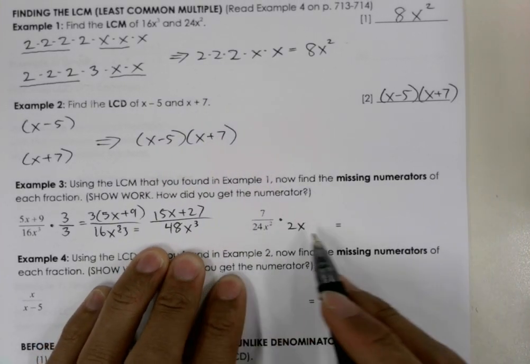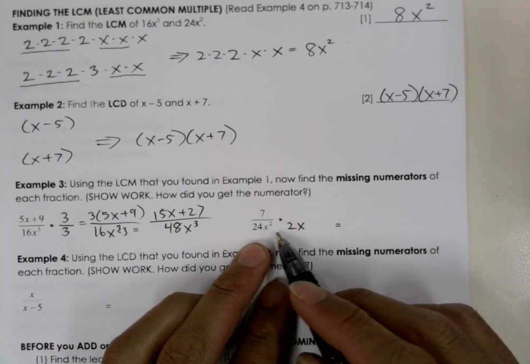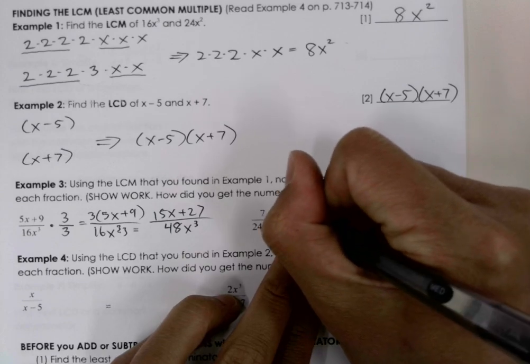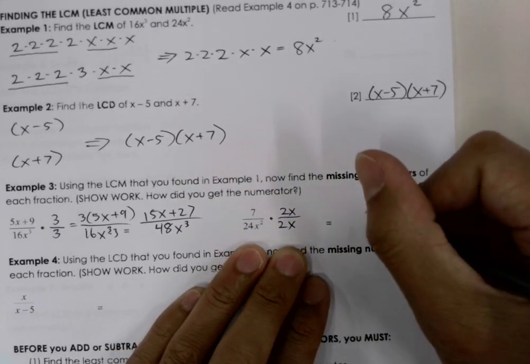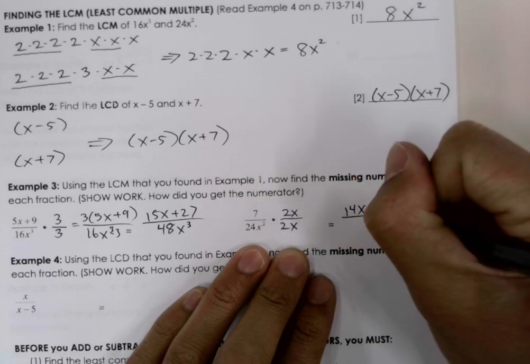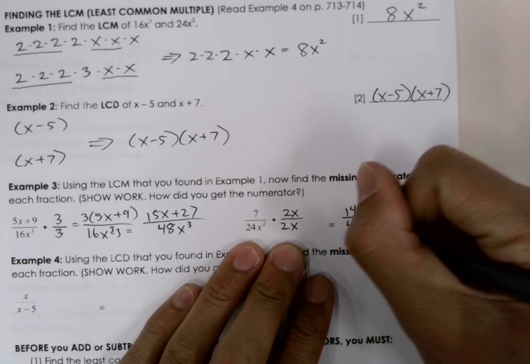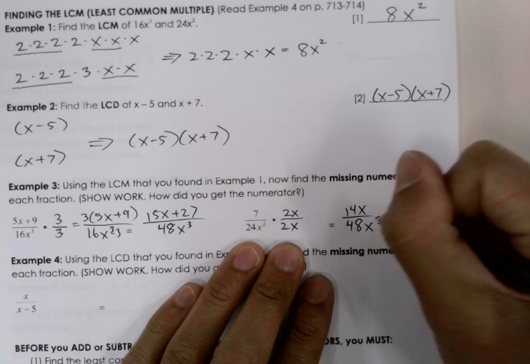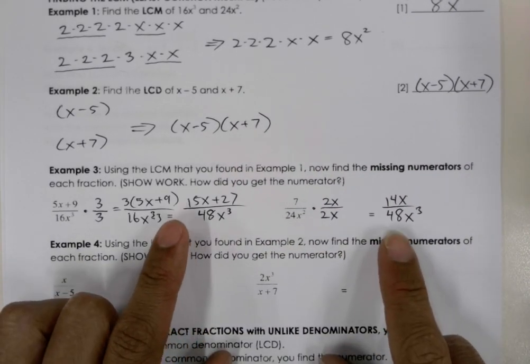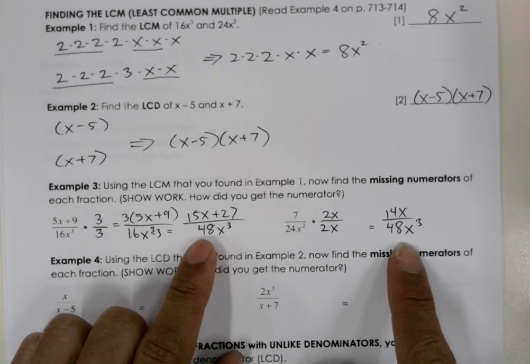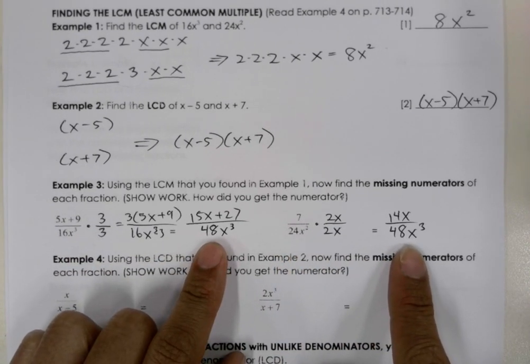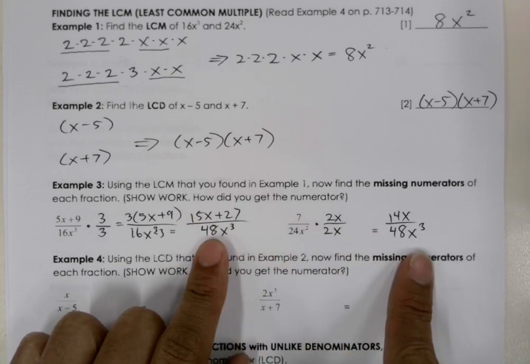All right, great. Now let's do the same over here. We can't just multiply the denominator by 2x. We need to multiply by 2x over 2x, or 1. Right? And if we do that, we'll get 14x in the numerator, and in the denominator, we'll get 48x to the 3. So you see, we've converted these two fractions to have the same denominator. So now we can add and subtract them.